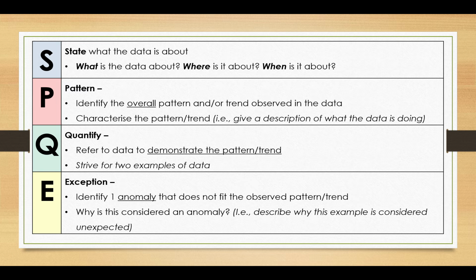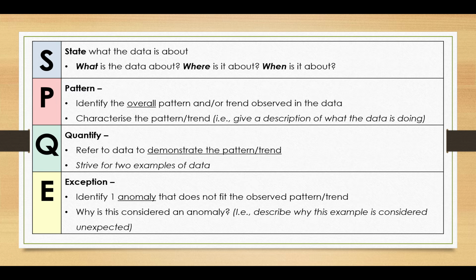The first step, for the S, is you want to state what the data is about. This just tells us what the map is literally looking at. So what is the data about, where is it about, when is it about? And to get this information, you can look at information on the map, such as the title, the key, and also the figure label, where it says figure 1, map of blah, blah, blah.